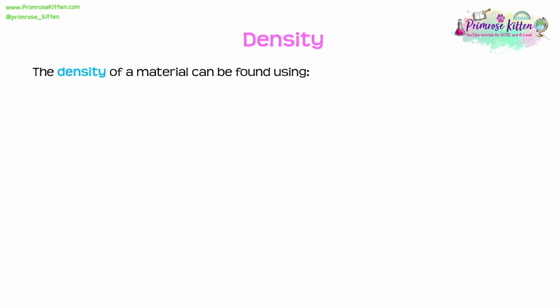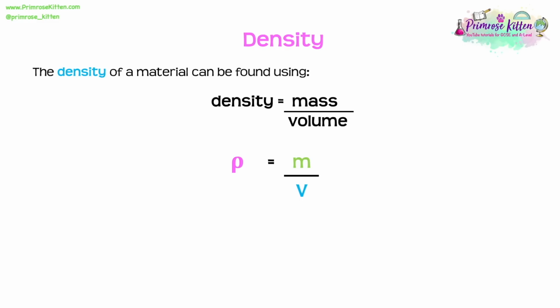Density is a measurement of how much stuff there is within an object. And we can calculate the density using the equation that density equals mass over volume. Now, if we want to use the symbol equation for this, we need to know that density is represented by the Greek symbol rho. Now, rho looks a bit like a curly P. So we can say that rho equals m over v.